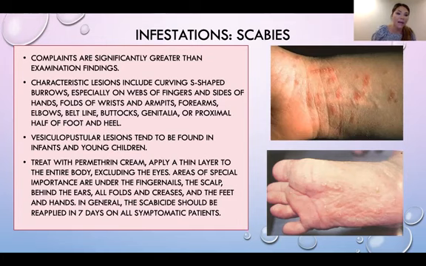And this can be reapplied. Typically, people do well after just one dose, but this can be reapplied in 7 days if they feel like it hasn't fully gone away. These people, like I said, are going to be itching really, really bad. So if you want to prescribe, you can tell them to take Benadryl if they want to, or if you felt like it was affecting sleep, we could always try hydroxyzine if they're older.